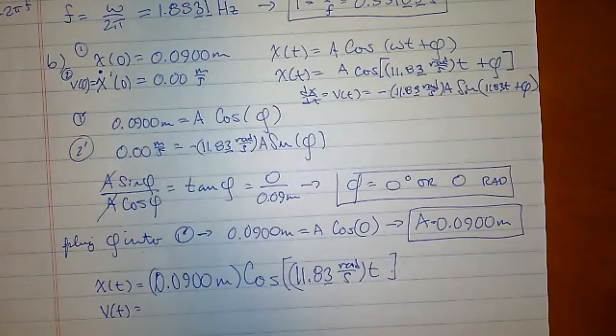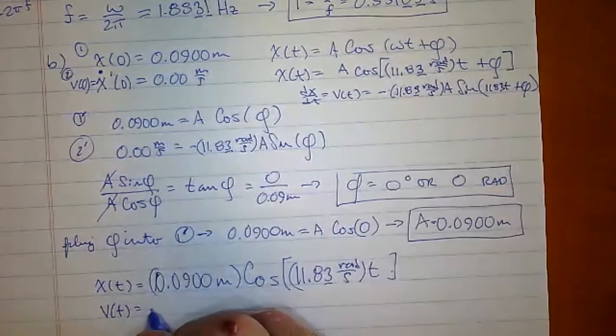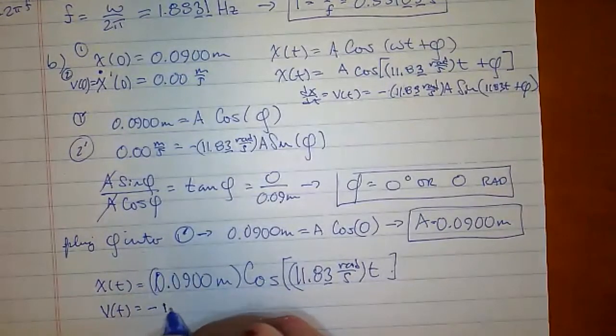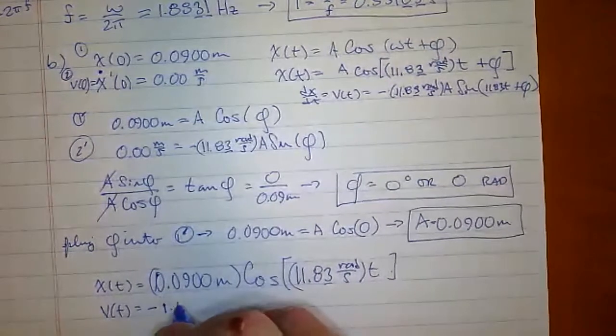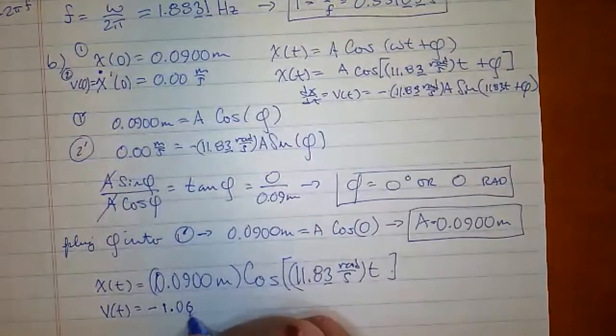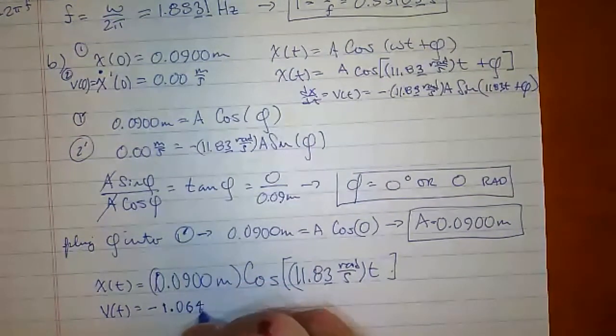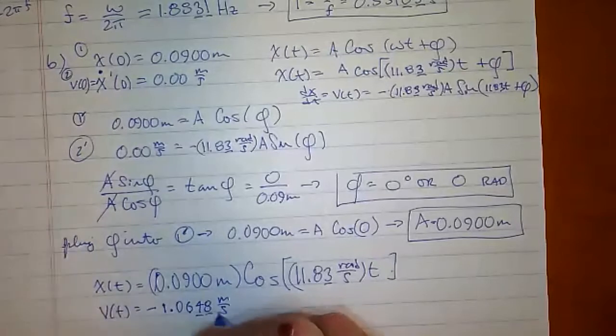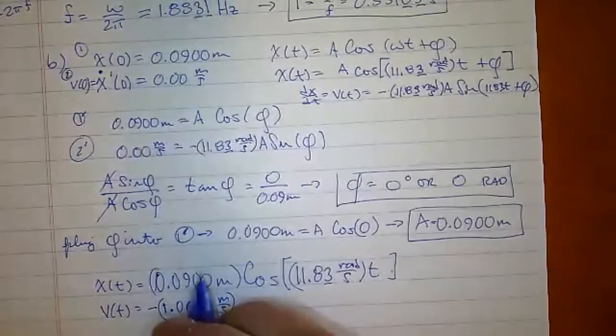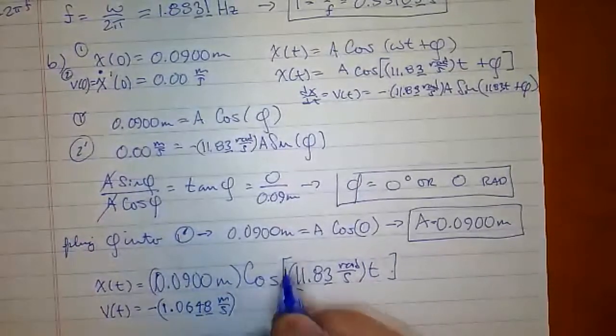So when I multiply the omega times 0.09, I get 1.065. So I'm going to write this as negative 1.06. And I'm going to go ahead and carry 2 sig figs, because this one's a little ambiguous, 4.8. So I'm carrying 2 extra sig figs. That's meters per second now, because it was radians per second for the omega and meters for the a.